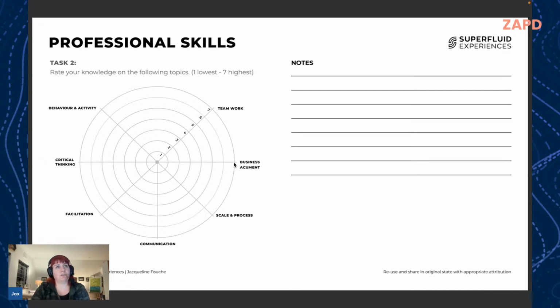Do you get a chance to do facilitation? How much facilitation do you do? Do you do different types of facilitation? Can you set up entire workshops? How good do you think you are at that?